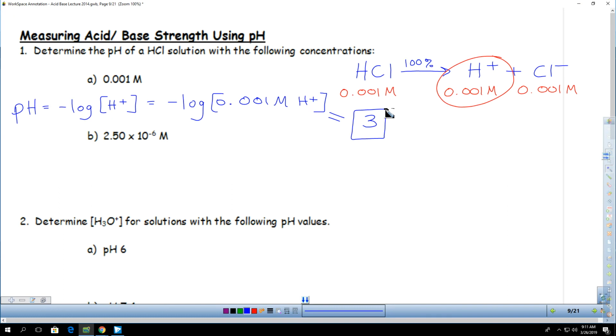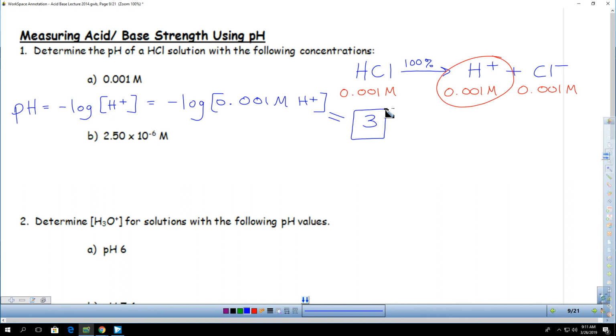Now, again, here's why it's important that these are strong acids, because we need the amount of hydrogen in the solution. And if I know the original concentration of the acid, that is the concentration of the hydrogen ion. We cannot do that with a weak acid. If I had a 0.001 molar weak acid and it does not fully dissociate, then how do I know the exact amount of hydrogen produced? It would be something way less than 0.001.